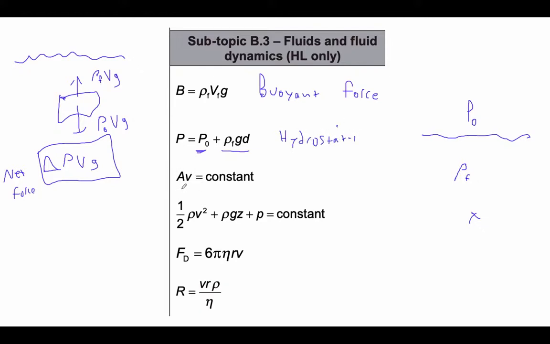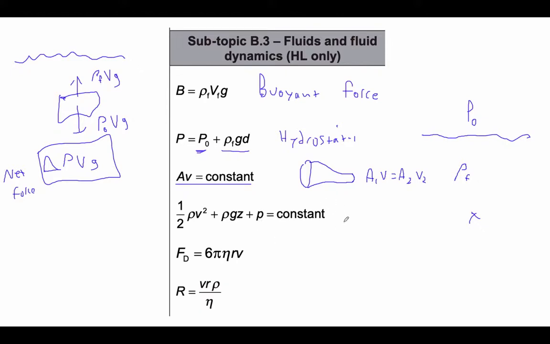This is the equation of continuity. If I've got a pipe that's big and then it narrows down, and we get a smaller area, you go A1 V1 equals A2 V2. If the area gets smaller, the velocity gets higher. It's like when you put your thumb over the end of a hose, the water squirts out faster.